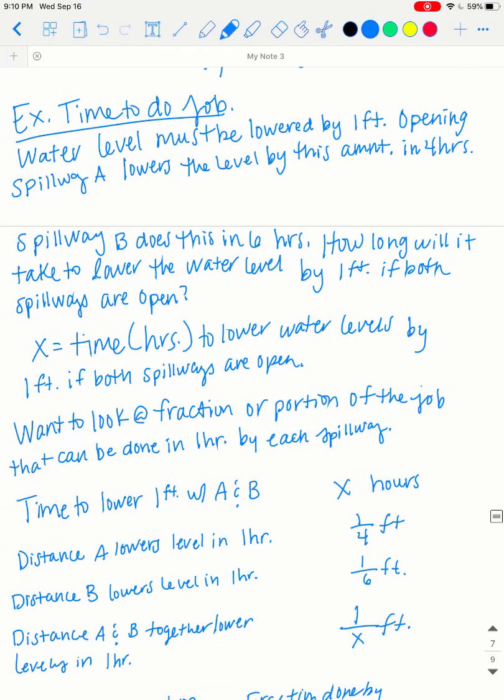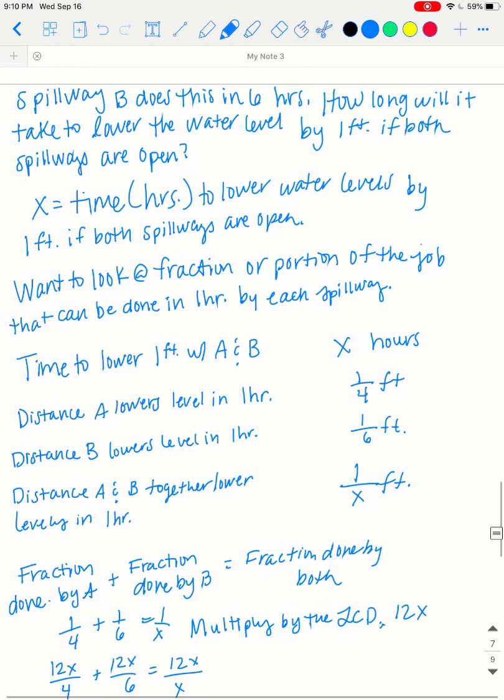Okay, now we're going to do the amount of time to do a job. The water level of some place has to be lowered by a foot. Opening spillway A lowers the level by this amount in 4 hours. Spillway B does this in 6 hours, so spillway B is slower than spillway A. How long will it take to lower the water level by 1 foot if both spillways are open?